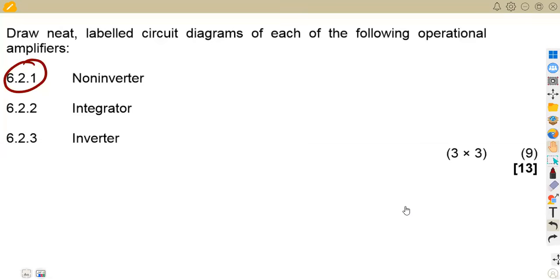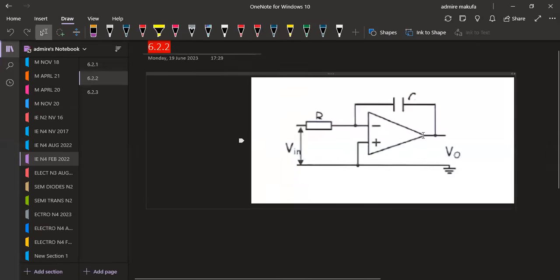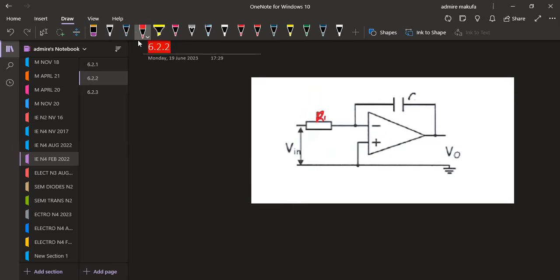Then now, on the other part, we've got an integrator. Remember, in your integrator, the input is a resistor, and the feedback is a capacitor. So you have to take note: this is your R in, then this is the capacitor at the feedback, V in and V out. All right, so I think that's it.